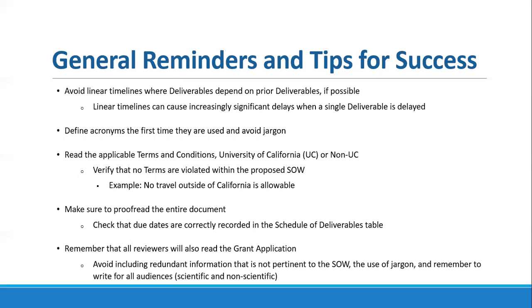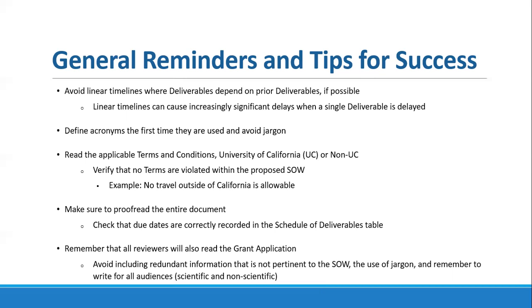So if those linear tasks, if preliminary deliverables and tasks end up essentially failing, it can cause big problems for the project. And that can lead to significant delays in the other deliverables and potentially even impact how much of the project is completed. So make sure if you're using things that are highly linearized like that, that you've built in enough buffer that if there are things that come up early in the project, that they can be addressed and dealt with. Make sure to define any acronyms the first time they're used and avoid jargon.